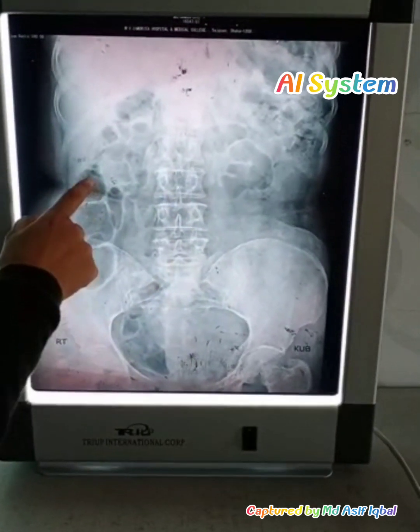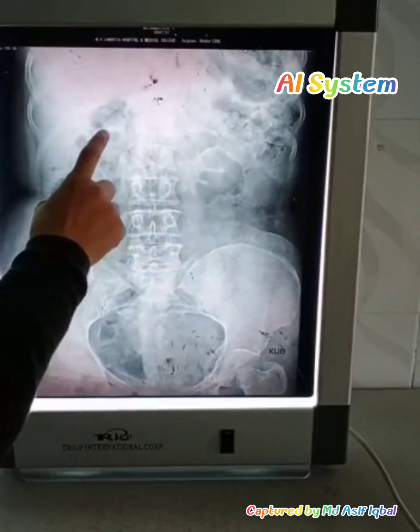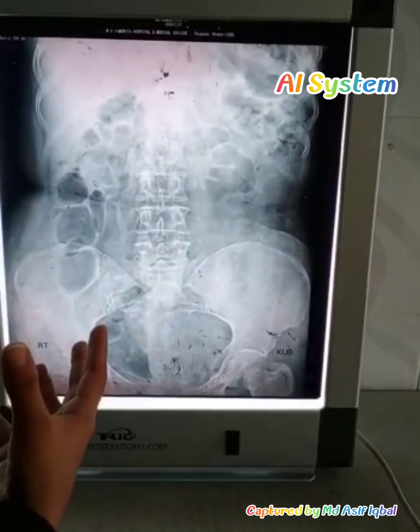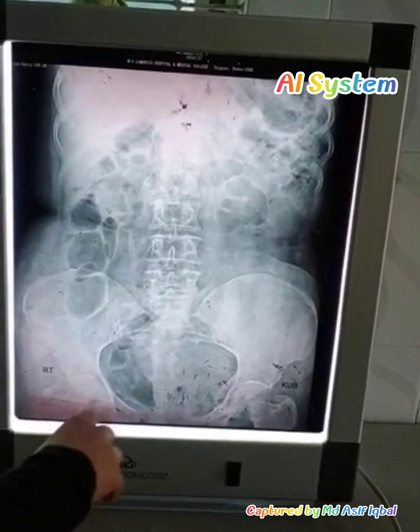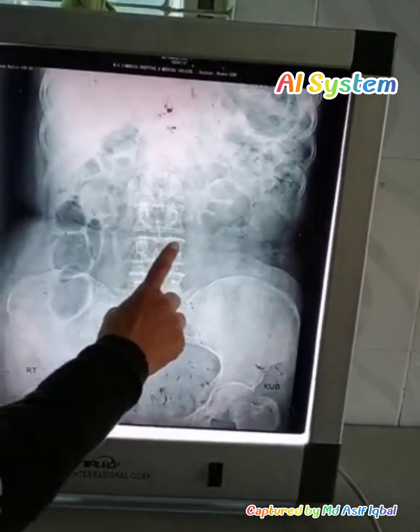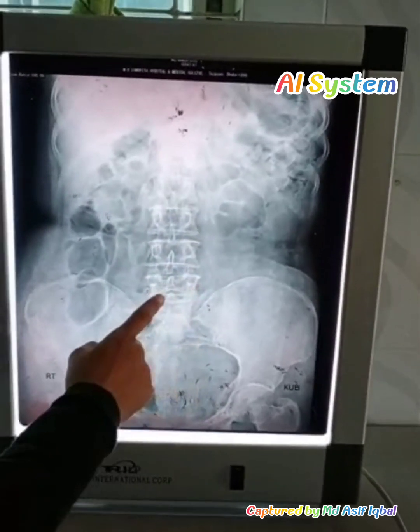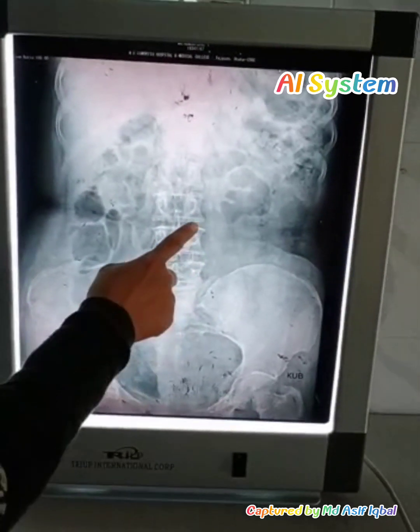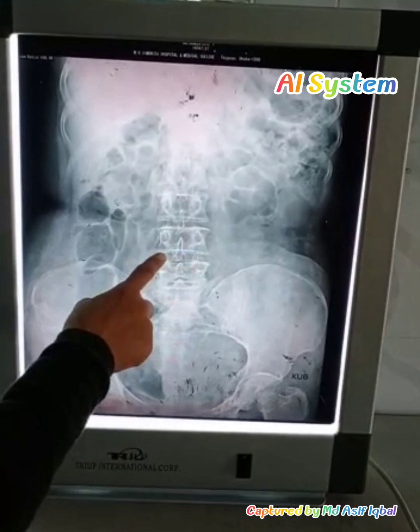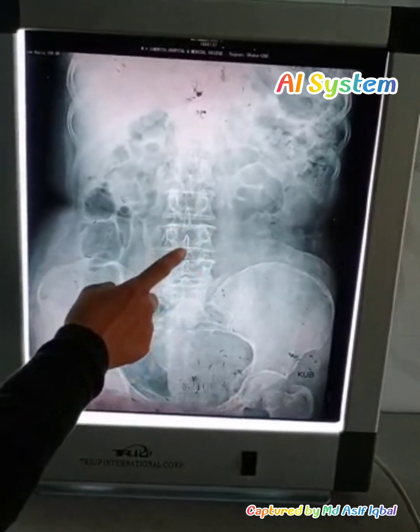Just look at that, there is some black shadow. This is because of the presence of gas within the colonic cavity, that means within the colon. Okay, and what is this? This is the body of the vertebra, lumbar vertebra, and this is the spine of this vertebra, and this is the intervertebral disc in this position, that means in between adjacent two vertebra.